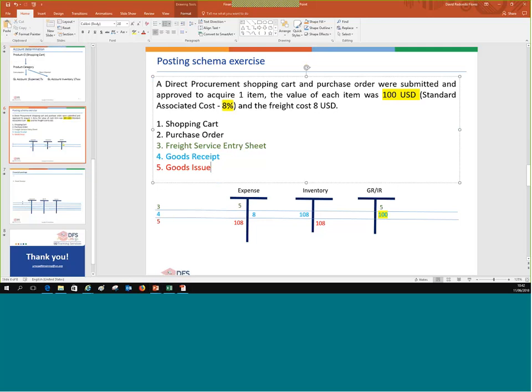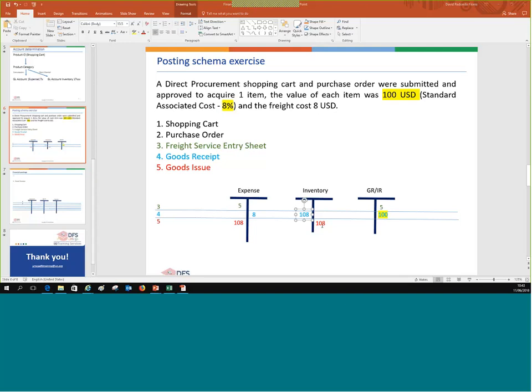So is this clear? This is a scenario of how we process good issue after we receive items. Could you please click on the green check if you understood? So we received an item that was $100. Then in inventory, we enter it with 108 because we are adding 8% of standard associated cost. And at the moment that we process the good issue, we debit the expense account for 108 and we credit the inventory account. Could you please click on the green check if it's clear?